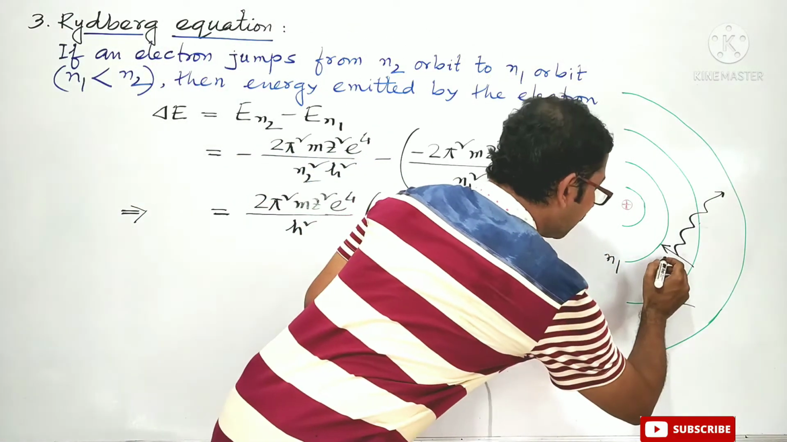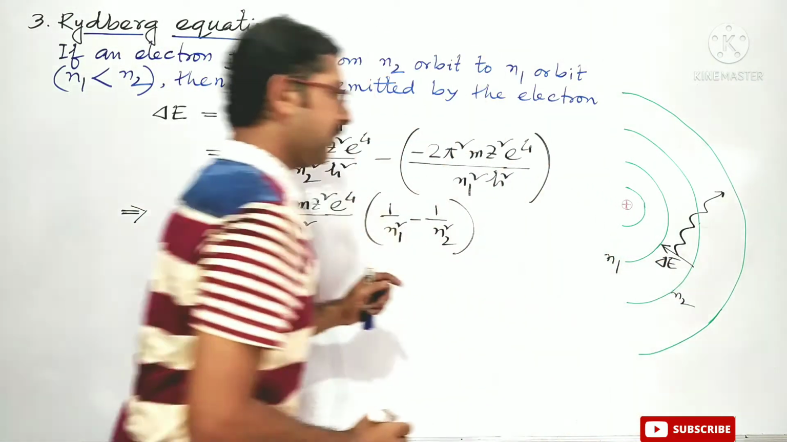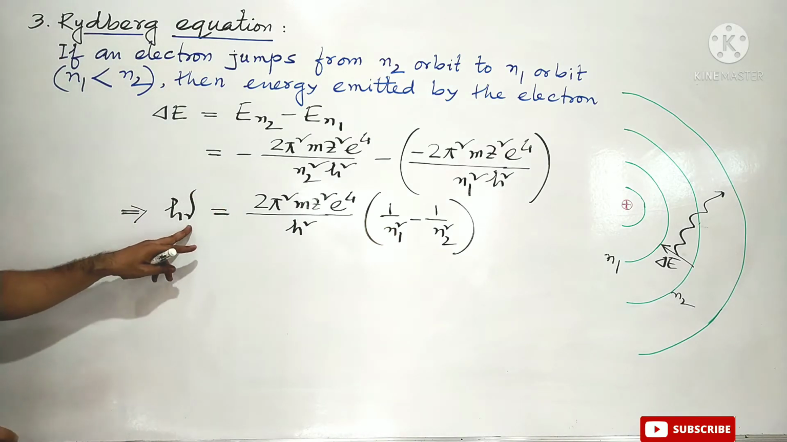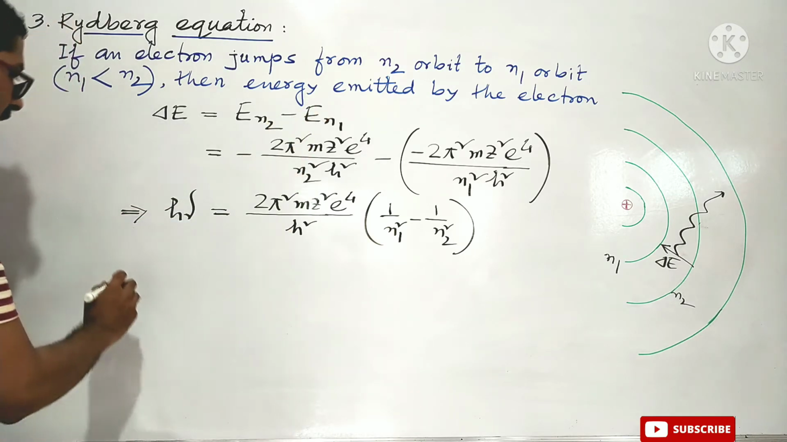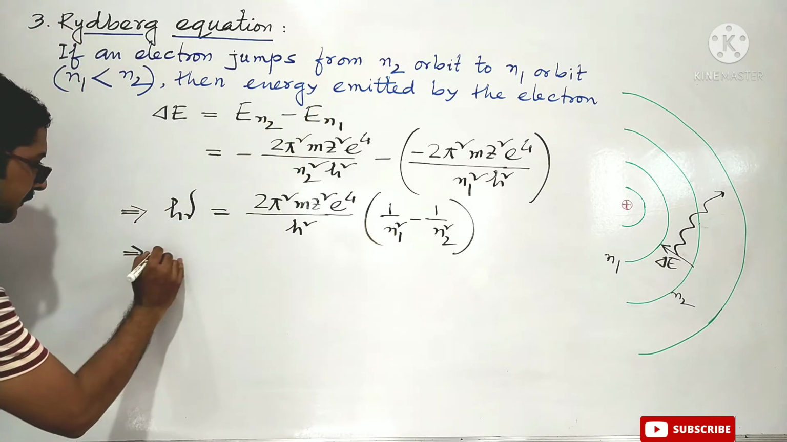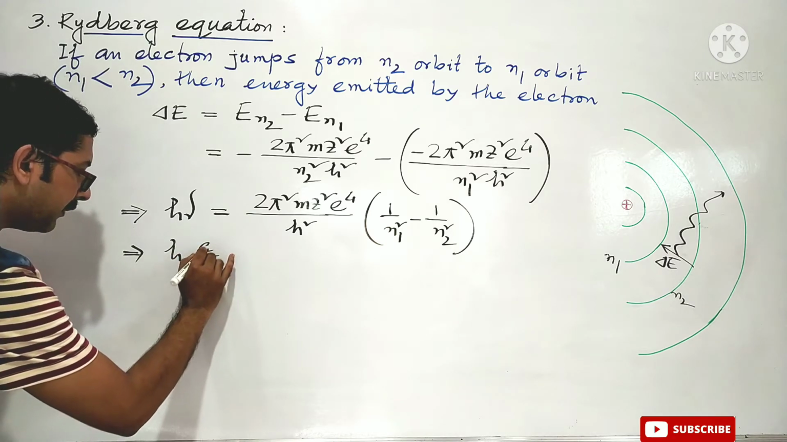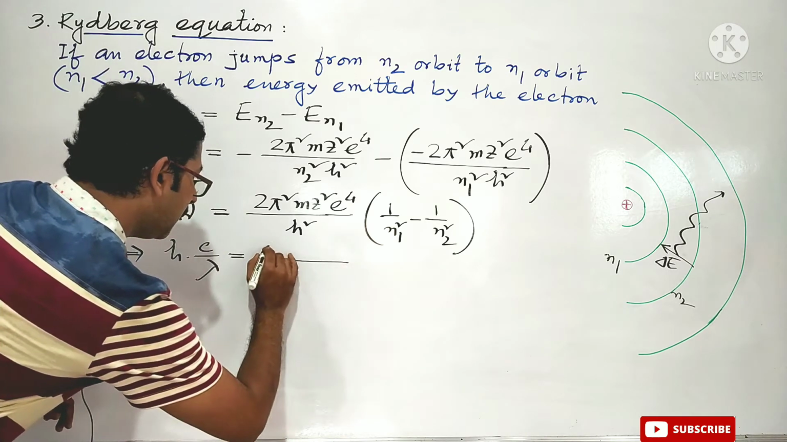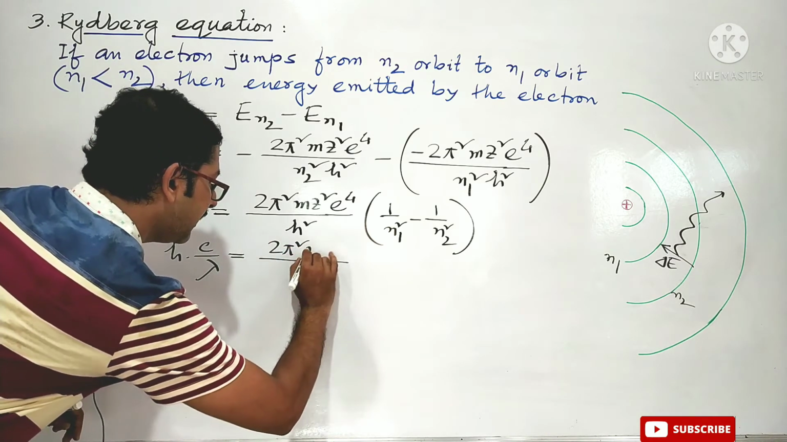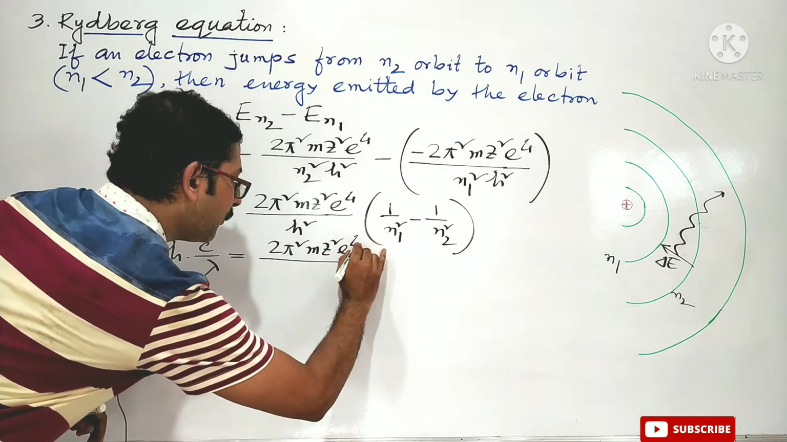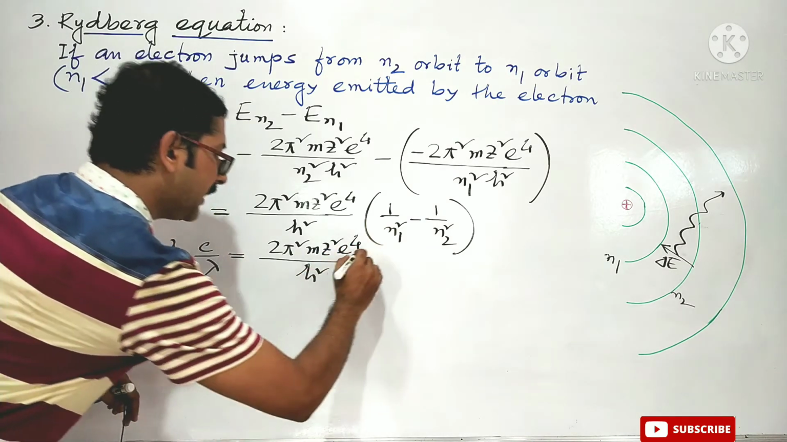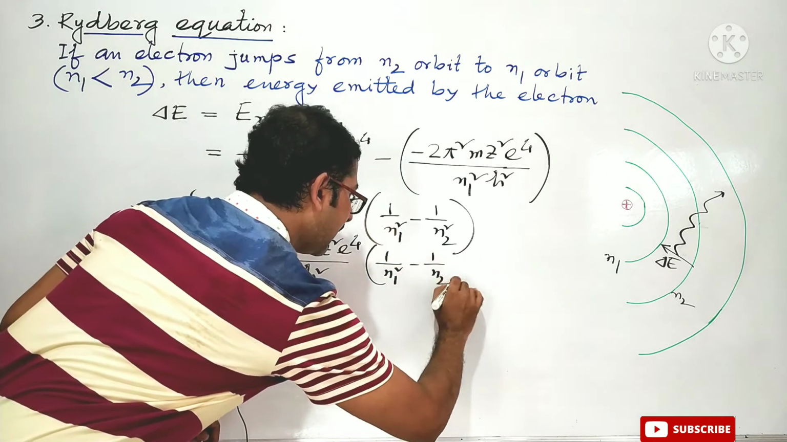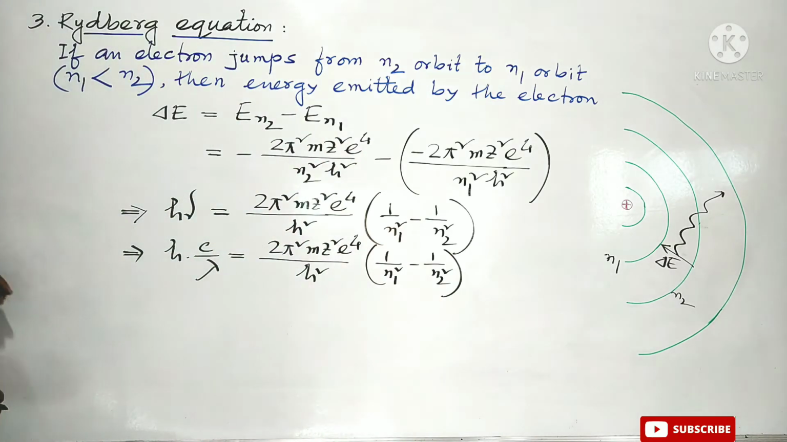We can write from Planck's equation this difference in energy, delta E, will definitely be equal to h into nu. Nu is the frequency of the energy emitted. Now we can write nu equal to c by lambda. So this one will be equal to 2 pi square m z square e to the power 4 by h square into 1 by n1 square minus 1 by n2 square, right?